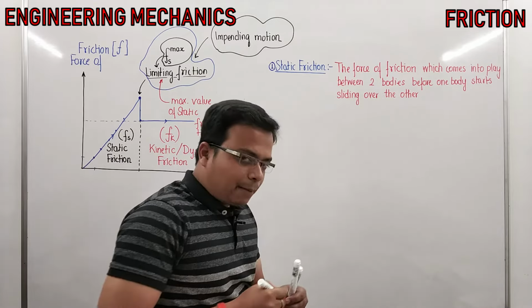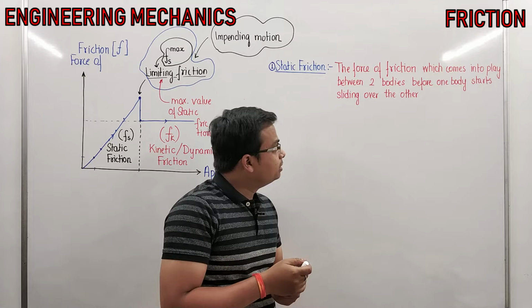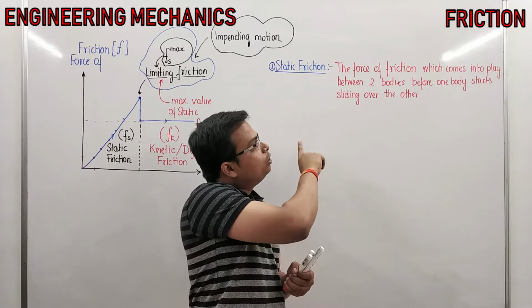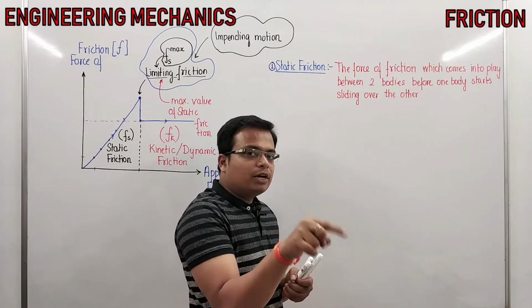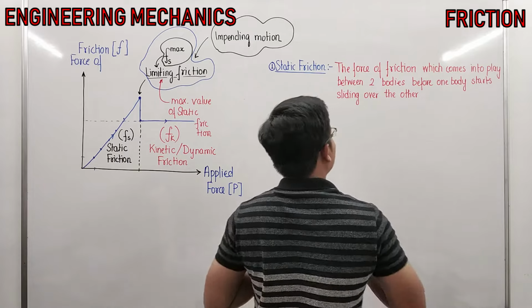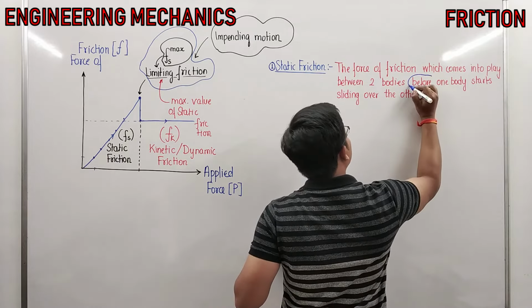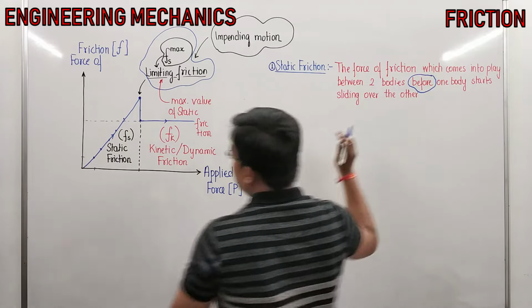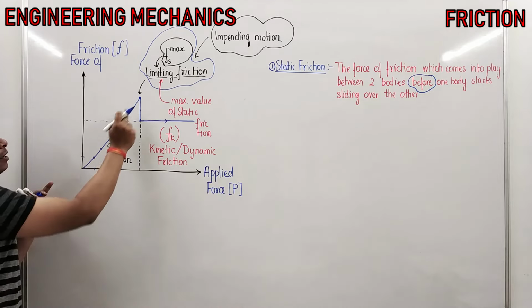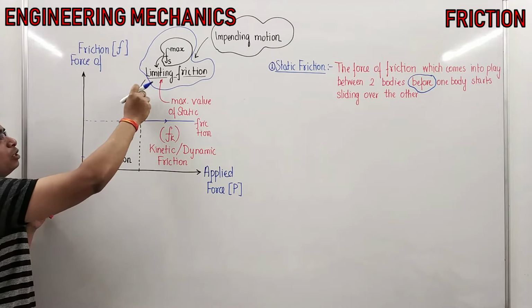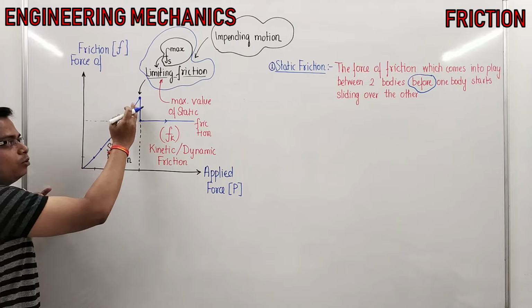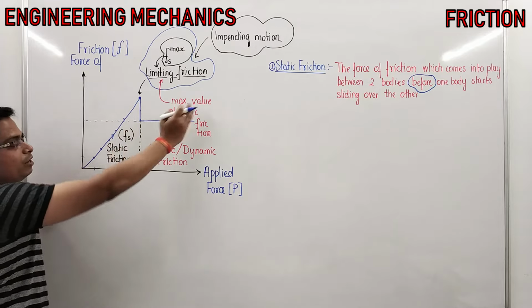Now guys, just try to capture the essence of this definition. What does it say? The force of friction which comes into play between two bodies before one body slides over the other. Before is a very important word. That means, what is static friction? At this point in time, once you apply this force P, the body will break loose and it is going to obviously set itself into motion.